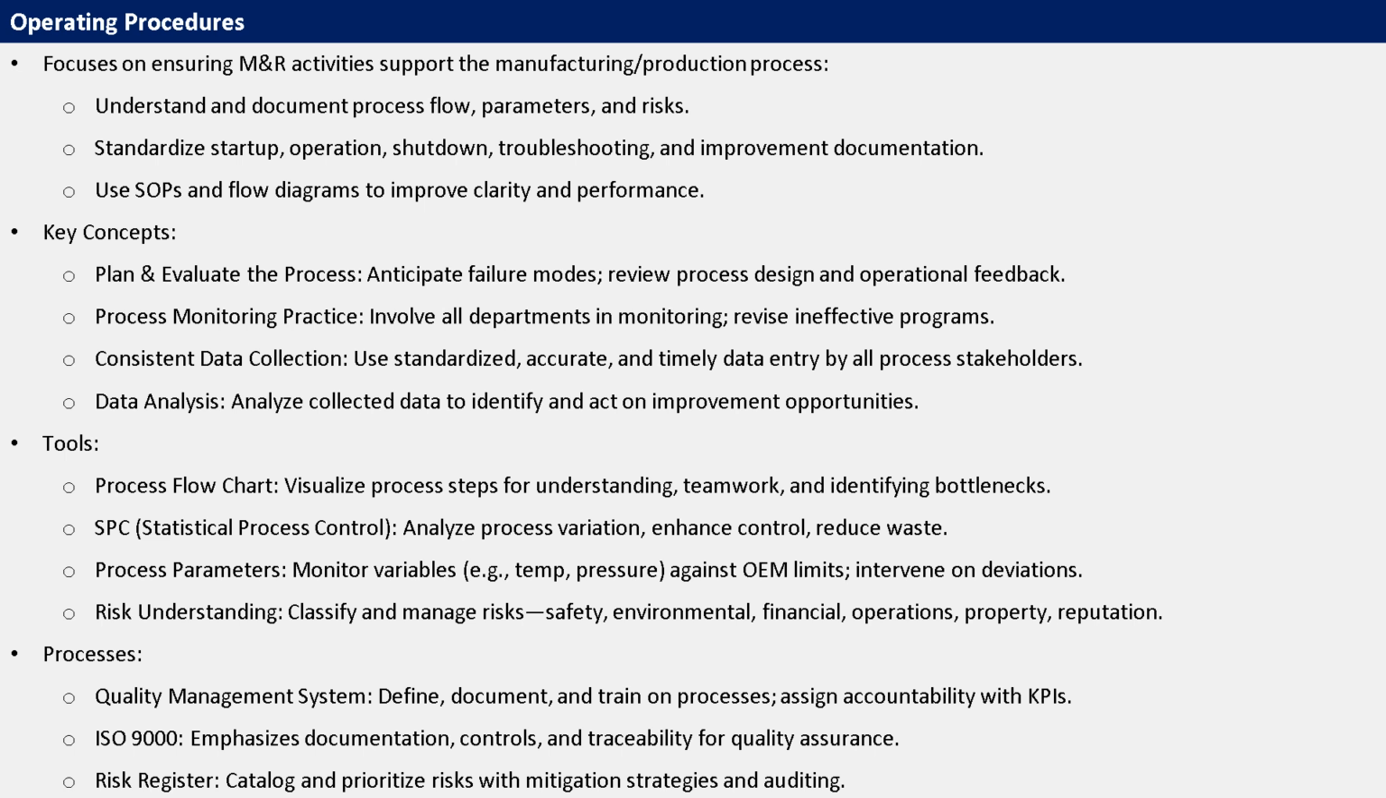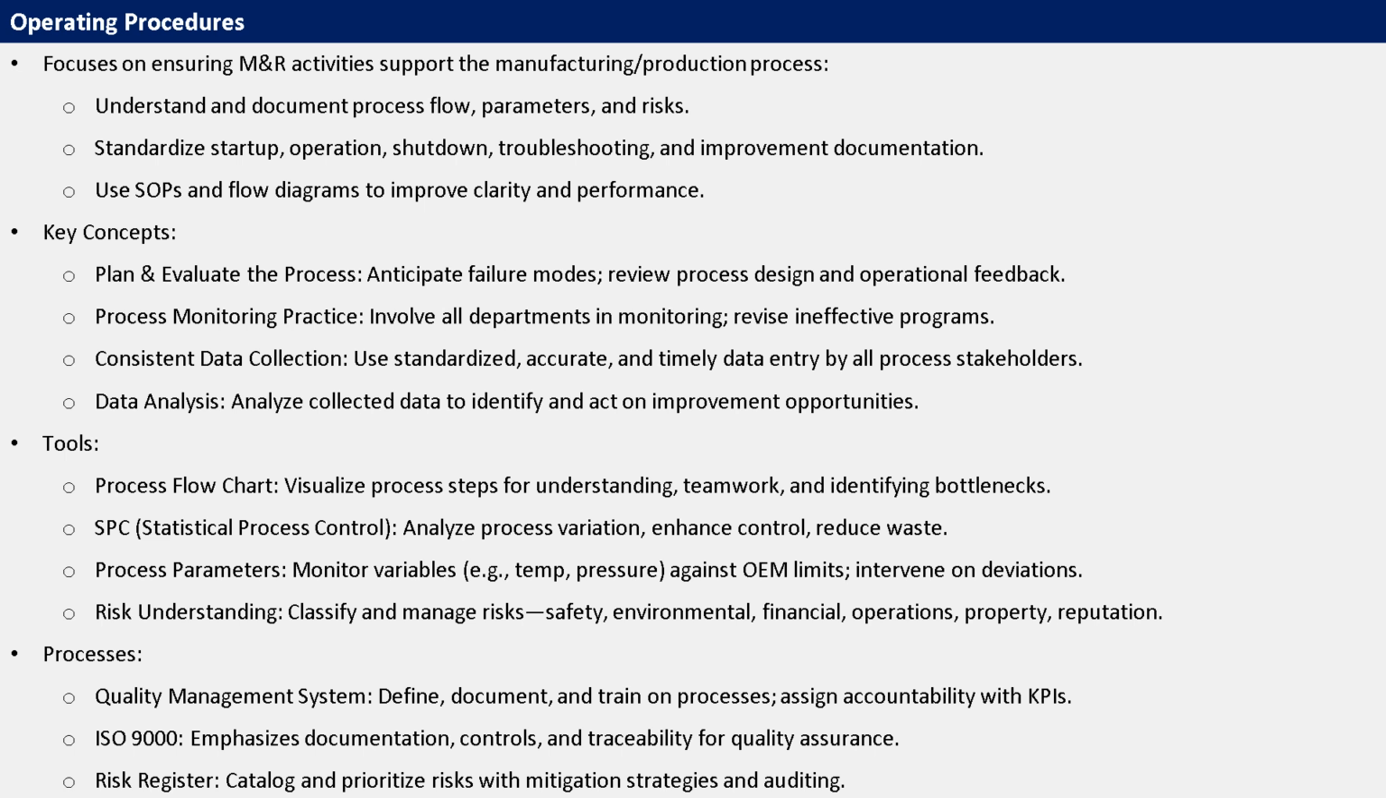Operating procedures. Focuses on ensuring that maintenance and reliability (M&R) activities effectively support the manufacturing and production processes by enhancing consistency, quality, and operational performance. Core activities. Understand and document the entire process flow, key operational parameters, and associated risks. Standardize procedures for startup, operation, shutdown, troubleshooting, and continuous improvement, using clear documentation. Implement standard operating procedures (SOPs) and process flow diagrams to improve clarity, consistency, and team performance.